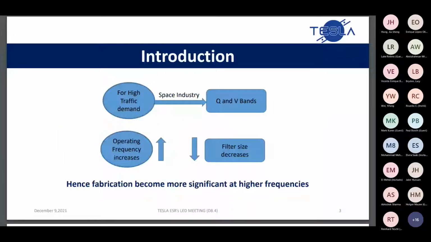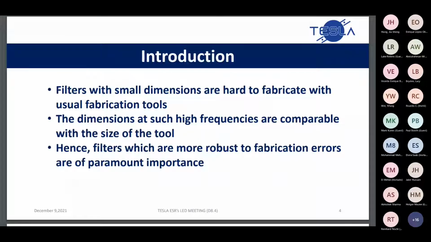In telecommunication nowadays, we need high data traffic. So in order to address this problem, the space industry is moving towards Q and V bands, which are high frequency bands. When we operate at high frequencies, our filter size decreases. So the fabrication becomes more significant at higher frequencies. The dimensions of the filter are very hard to fabricate at such high frequencies.